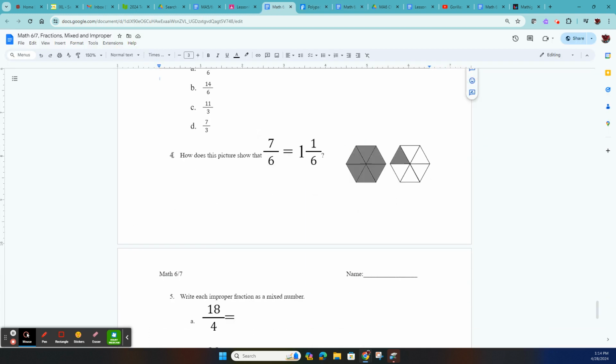Okay, moving on. How does this picture show that 7/6 is equivalent to 1 and 1/6? Well, there's a few ways you can answer this. First way is saying, well, hey, I see that these wholes are split into 6 parts, so the denominator is 6, and there are 7 of them shaded in. That's your answer for the improper fraction, right? 7/6 are shaded in. But for your mixed number, you can say, well, hey, I noticed that 1 whole is shaded in, and then there's also a 1/6 added on top of that. So that's how this picture is showing both the improper fraction and that mixed number.